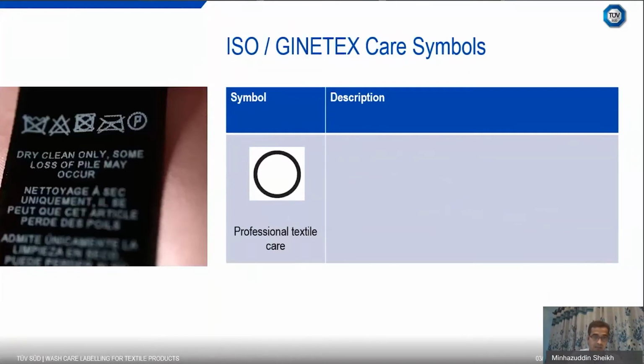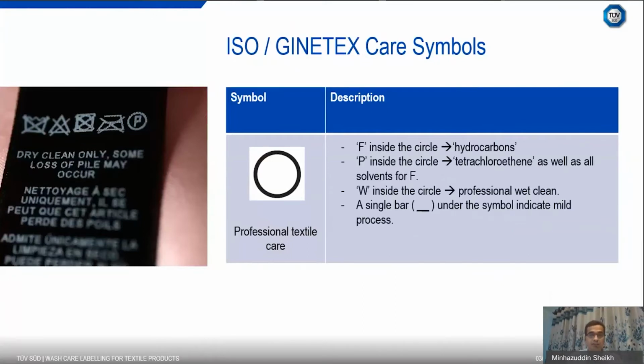A circle represents the professional textile care, which is the fifth symbol, and often we use letters like F, P, or W. F means hydrocarbons, P means tetrachloroethylene, as well as solvents for F, that is hydrocarbon. So if P is indicated, that means you can use tetrachloroethylene or any other solvents like hydrocarbon. Any solvent could be used. And if F is mentioned, it is restricted only to hydrocarbons. And W inside the circle represents professional wet cleaning.